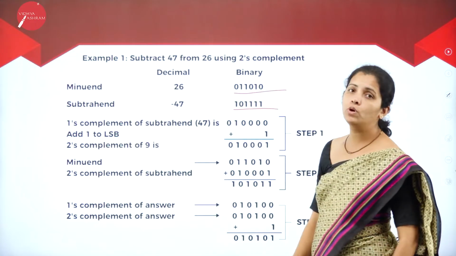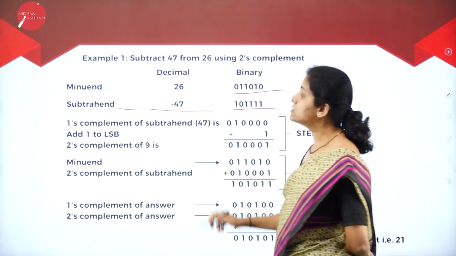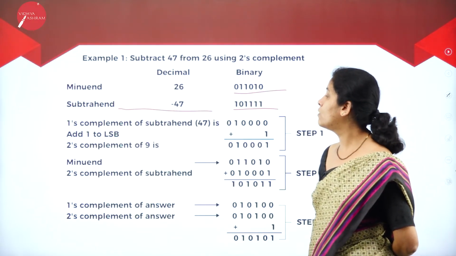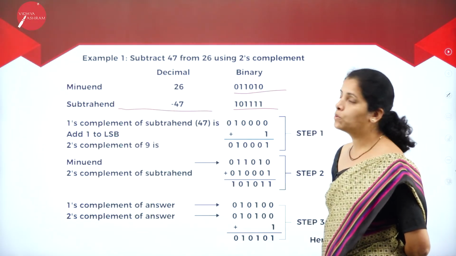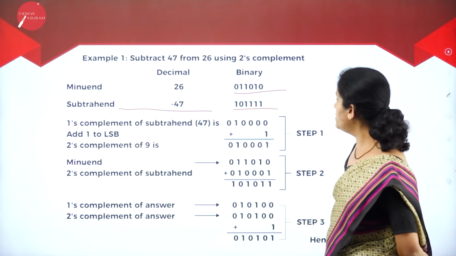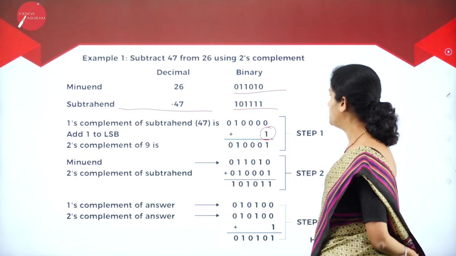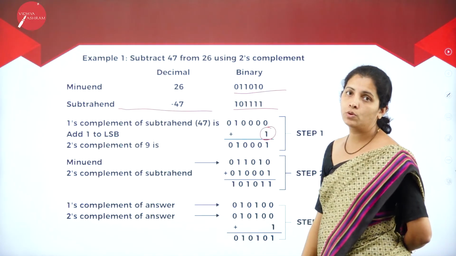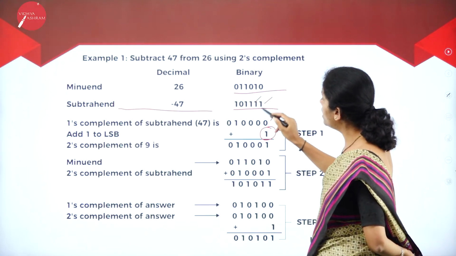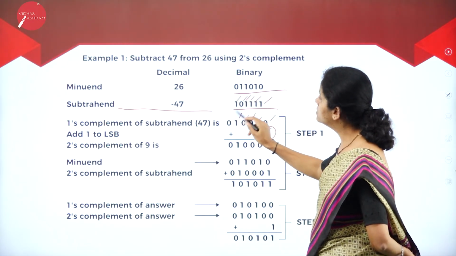Now, first I want to take the 1's complement of the subtrahend. Then I want to perform the 2's complement, so I'm going to add 1 to the LSB. According to the rule, first I take the 1's complement of the subtrahend. For 1, I'll write 0. For 1, 0, 1, 0, 1, 0, 0, 1 and 1, 0.